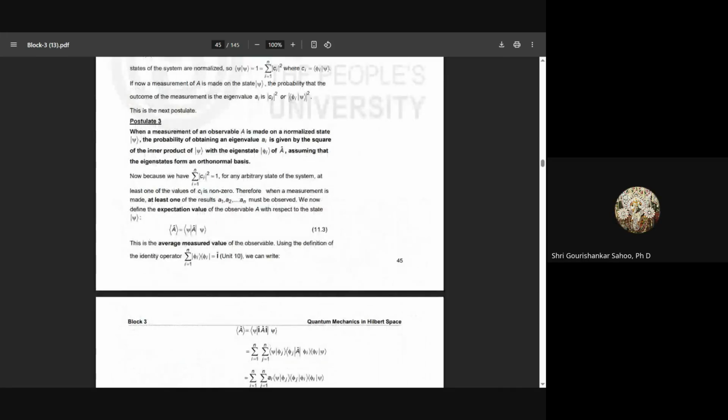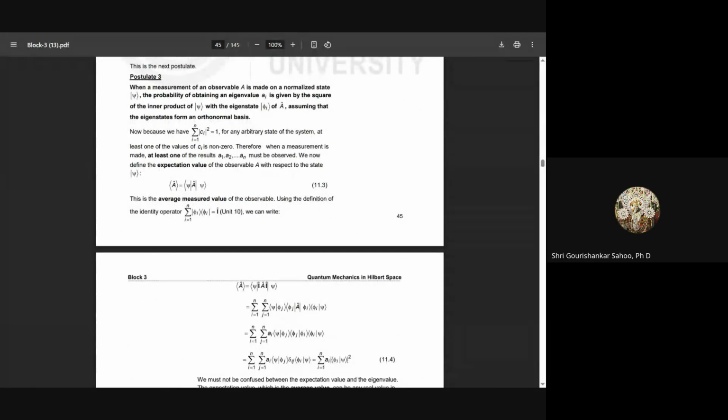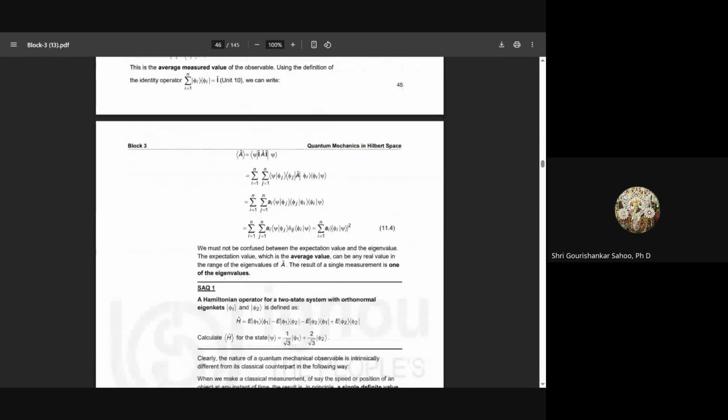Okay. Then postulate 3. When a measurement of an observable A is made on a normalized state psi ket, the probability of obtaining an eigenvalue Aj is given by the square of the inner product of psi ket with the eigenstate phi i of A cap, assuming that the eigenstates form an orthonormal basis. So here you can have the A cap average. It will be, see here, psi, then A cap, psi ket. So it will give you the summation i from 1 to n, Ai times the square of the inner product of phi i with psi. So it will give you the average value.